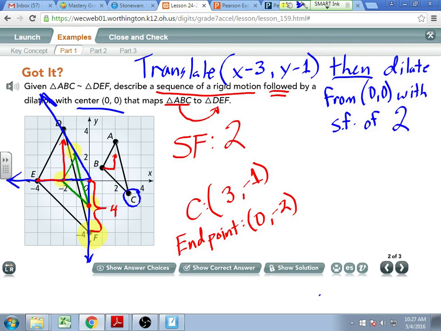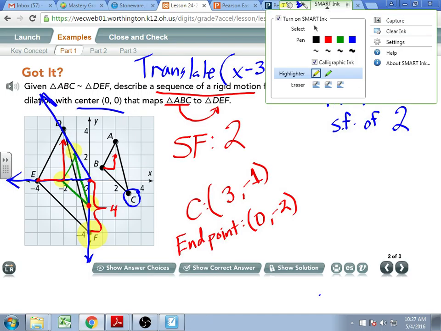Any questions, comments, concerns on this? So you have to look at what they're asking for. The big trick there was that we had to do our rigid motions before we did our dilation. If we could have done the dilation first, it would have been easier. We're all good on this? It makes sense?